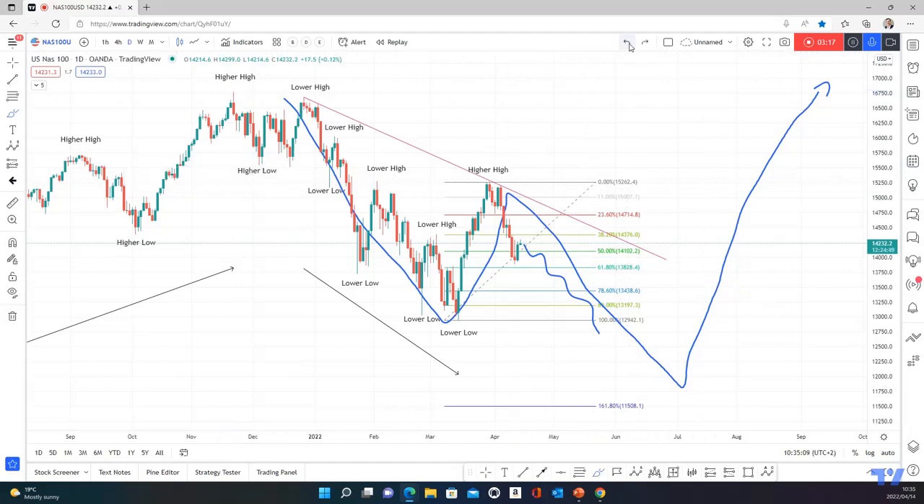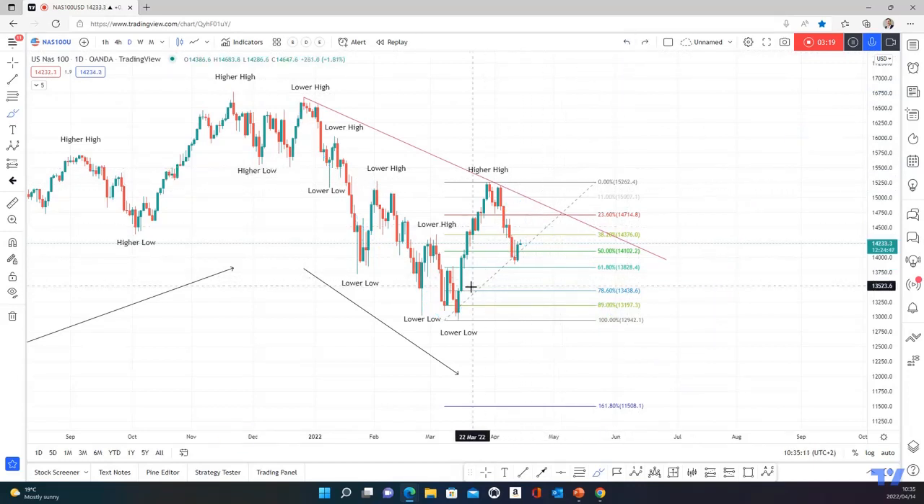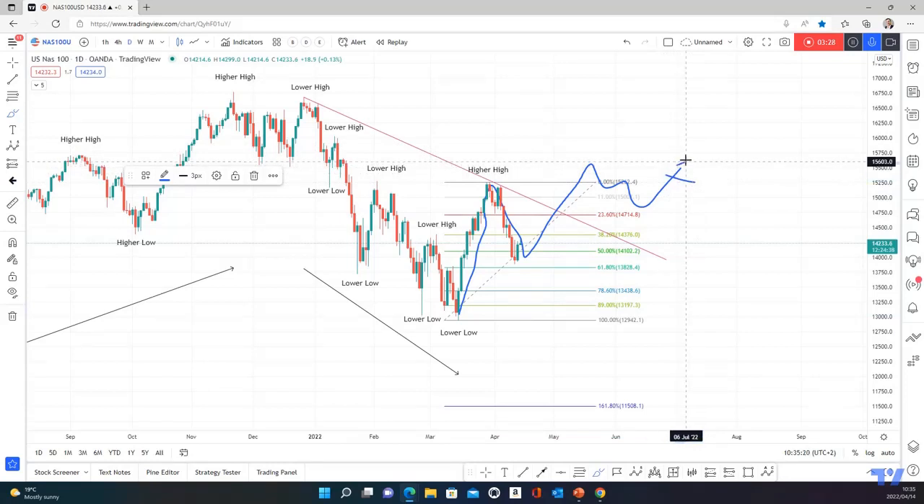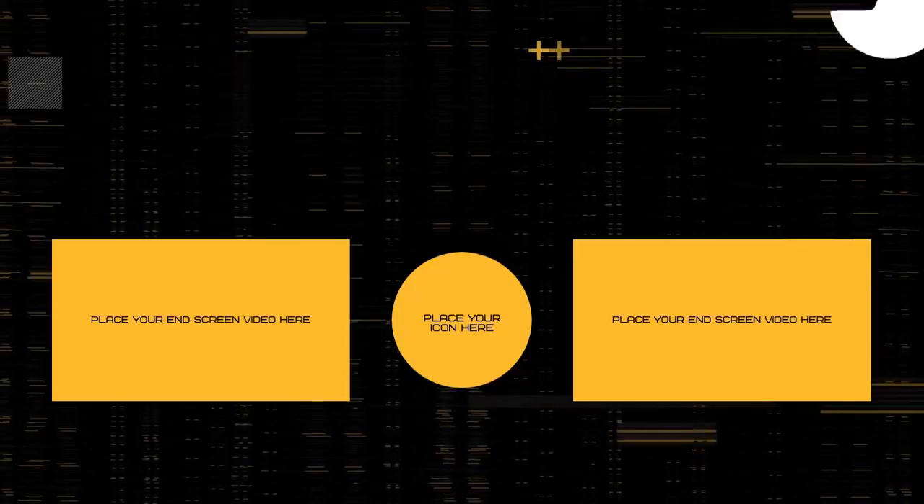Should that not be the case and the trend does resume now and we see this move and we see a break and a consolidation and another break, I'm definitely looking to enter this market and trade to the upside, looking to break this previous high.